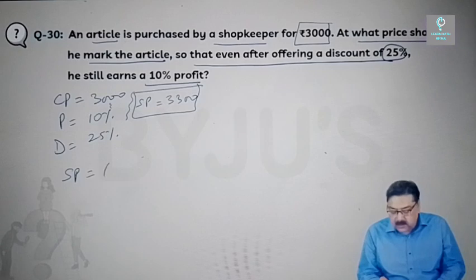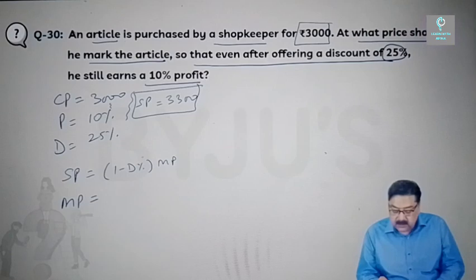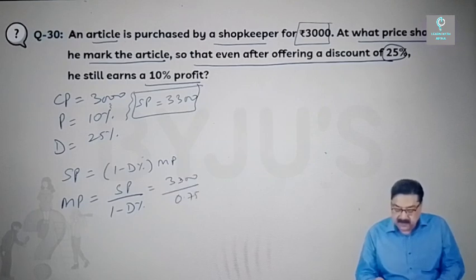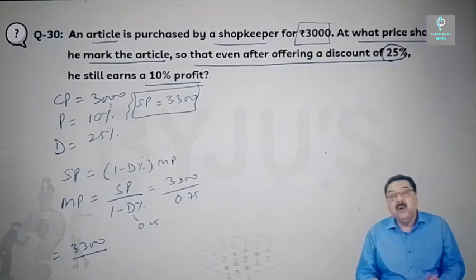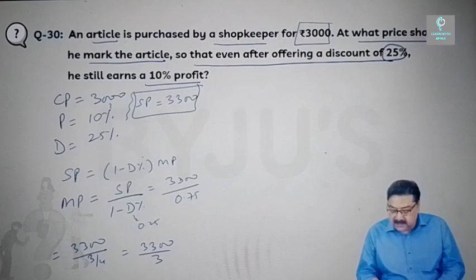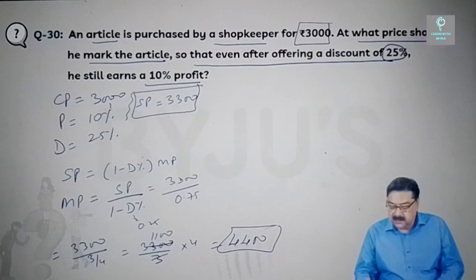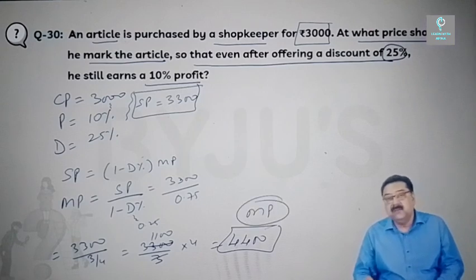So selling price equals 1 minus discount percent into MP, or MP here equals selling price by 1 minus discount percent, as we have discussed. This shall be 3300 by 0.75 because this is 0.25 and 1 minus 0.25 shall be 0.75. So this is 3300 by 0.75, which is 3 by 4. So we can write it as 3300 by 3 and here 4 goes by 1100. 4400 shall be the marked price of this item to fulfill all these criteria.